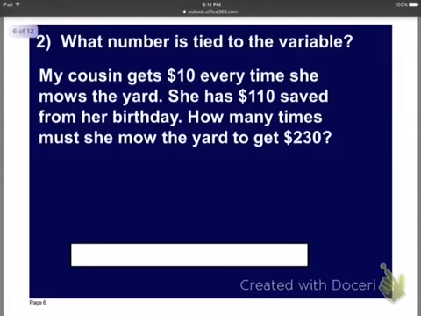So we read this problem again. My cousin gets $10 every time she mows the yard. She has $110 saved from her birthday. How many times must she mow the yard to get $230? If you notice right here, it says $10 every time, and then in the question it says, how many times? That's how we can use detective skills to figure out what number is attached to the variable. So we take the $10 and we say 10t. You write the coefficient and the variable side by side. You don't want to put an operation sign in between those.